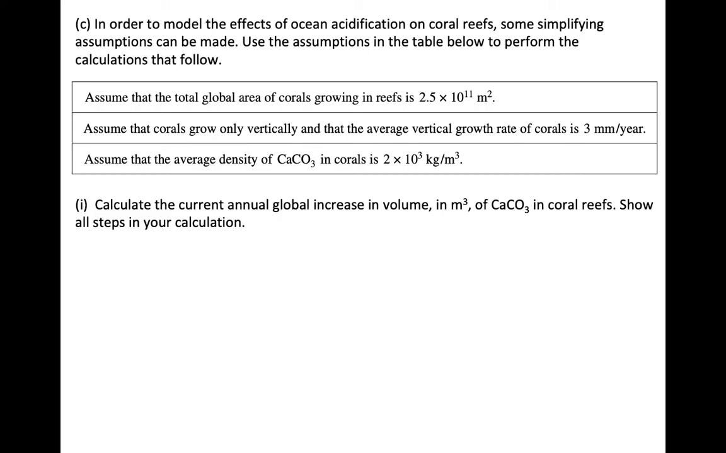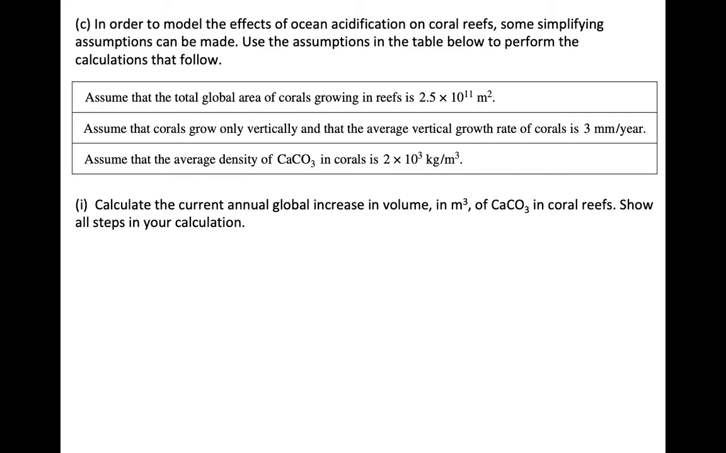So again, let's go ahead and start focusing on C. So it says, in order to model the effects of ocean acidification on coral reefs, some simplifying assumptions can be made. Using the assumptions in the table below to perform the calculations that follow. So the three things that we have in this table are: assume that the total global area of corals grown in reefs is 2.5 times 10 to the 11th meters squared. Assume that corals grow only vertically and that the average vertical growth rate of corals is 3 millimeters per year.